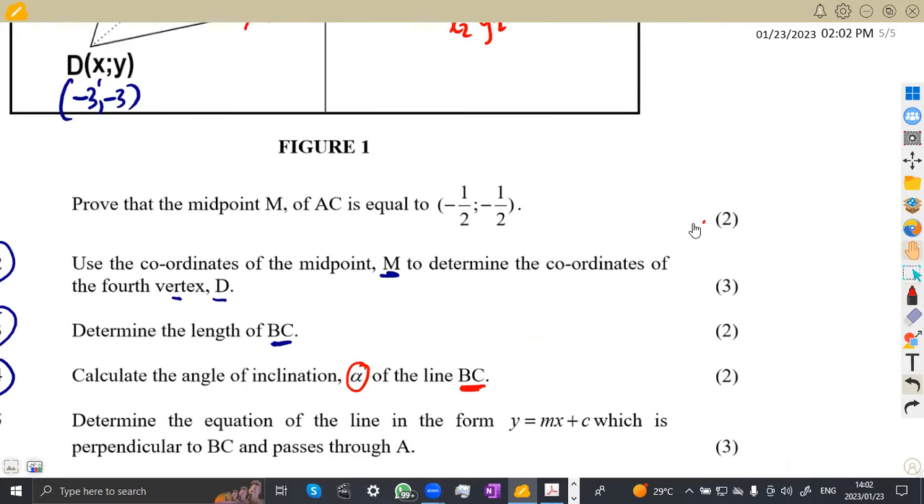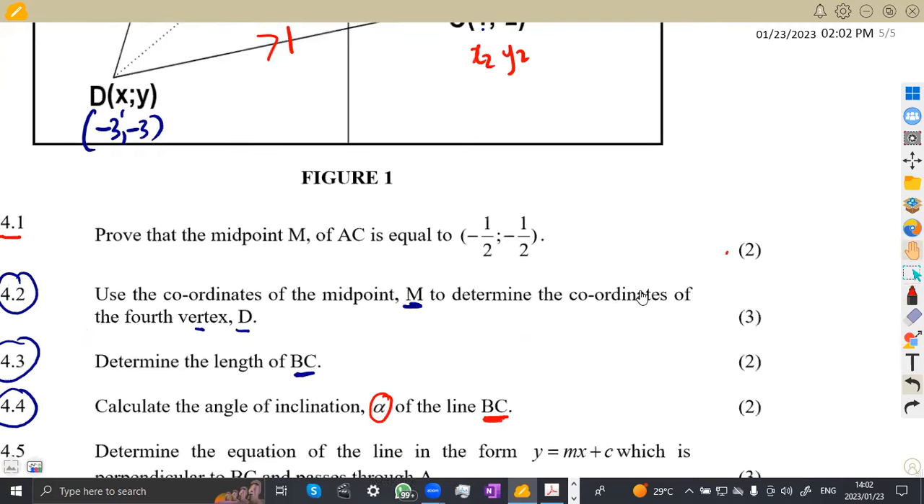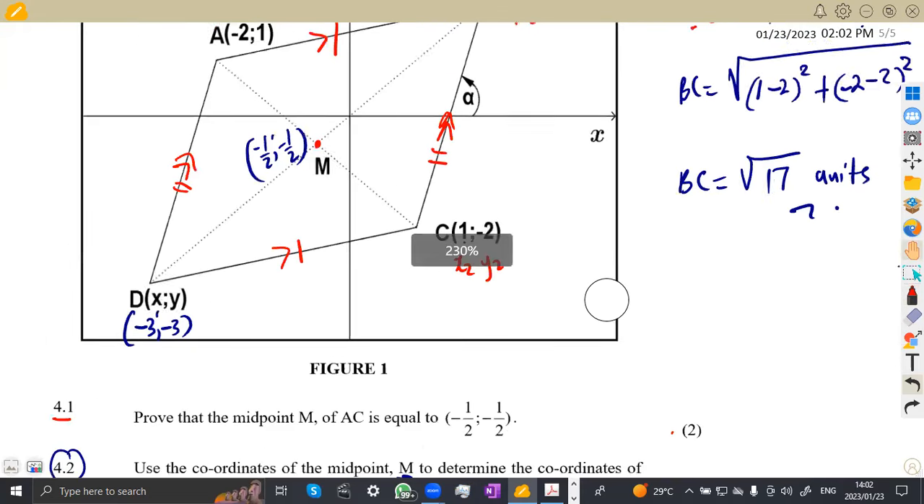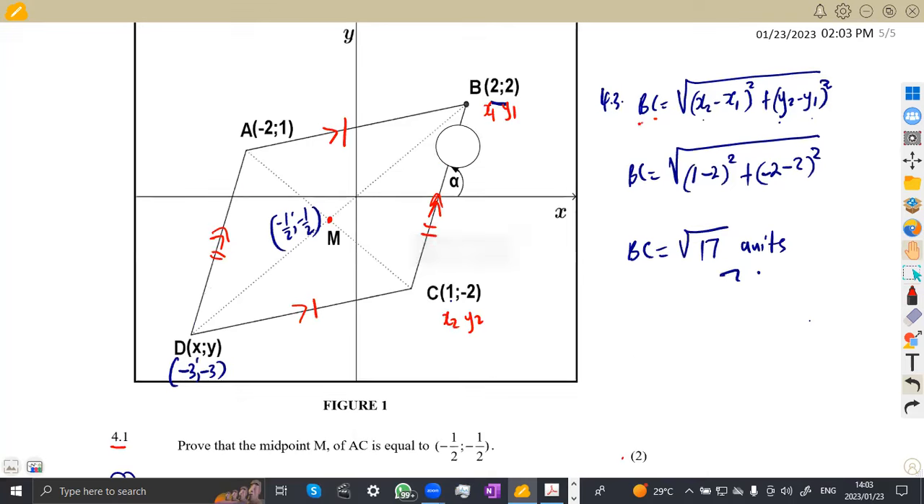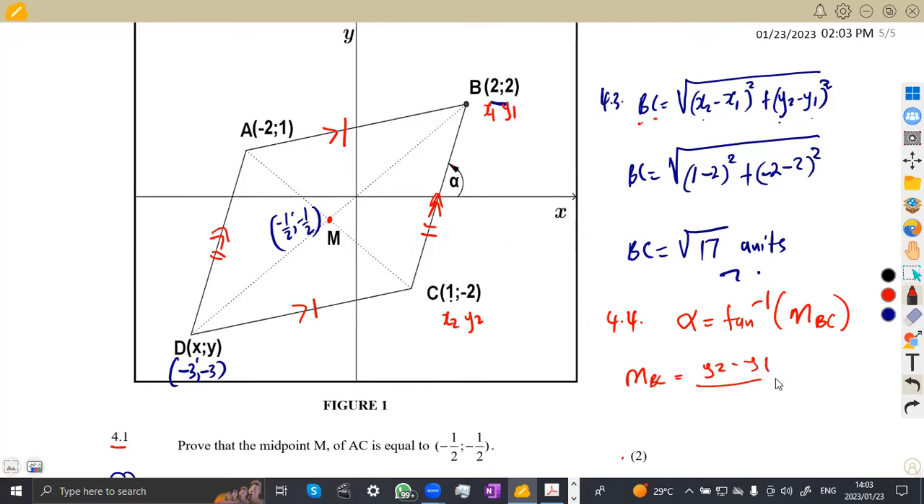Why are we calculating the gradient? Okay, let me show you. This is 4.4. So let me show you here. We need alpha. This is your alpha. As you can see, it's an angle of inclination, the one that we are given here for BC. So we must understand that this alpha is equivalent to arctan, the gradient that you are given. In this case, we are referring to the gradient of the line BC. So that's why I'm writing as MBC. So the first thing is to calculate the gradient of BC, of which we know that the gradient of a line is equivalent to the change in y over the change in x.